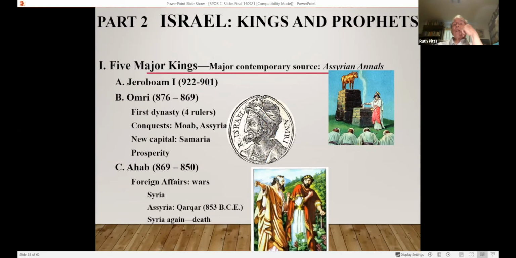5 major kings. Jeroboam the first. Omri is the first dynasty. He conquered Moab. The Assyrians, for the next 100 years, will refer to Israel as the land of Omri. So he must have really torn into their armies, because he made a huge impression. And he's the guy who sets up Samaria as the permanent capital in the north. There's a lot of prosperity here. And then Ahab comes along, and he has wars with Syria and with Assyria, and is able to stop the Assyrians with the help of other folks. Okay.